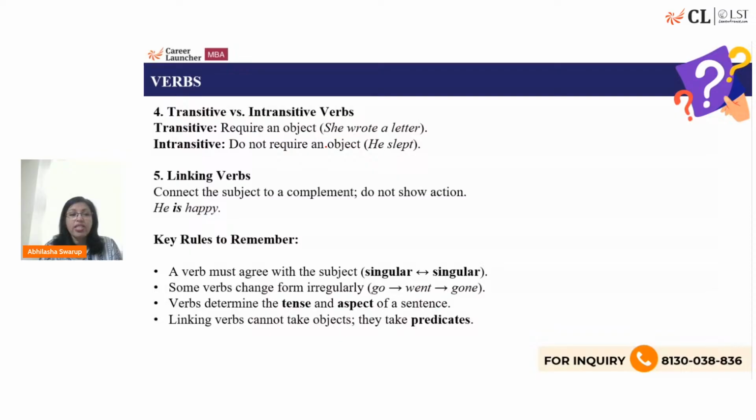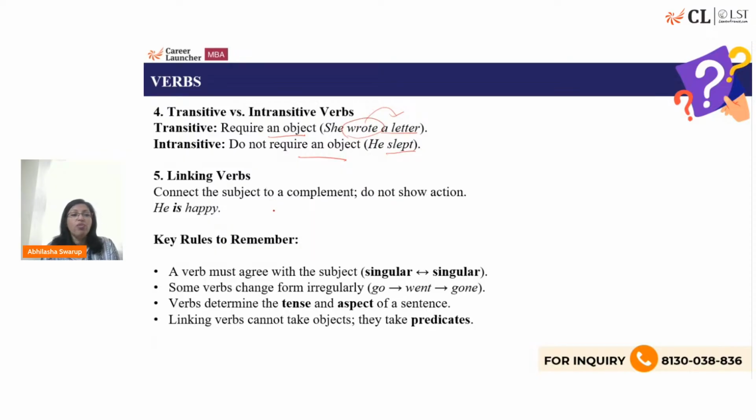Now, the transitive or intransitive verbs: every action verb can be a transitive or an intransitive verb. A transitive one will require an object, and an intransitive one will not. So, for example, she wrote a letter. Wrote what? A letter. So, this is an object. So, therefore, wrote is a transitive verb. He slept. Slept what? Nothing. So, therefore, this is an intransitive verb.